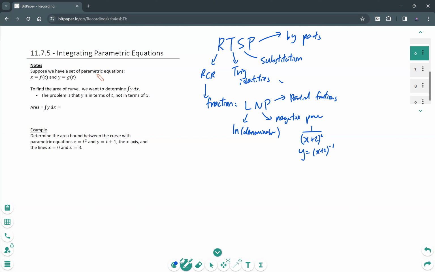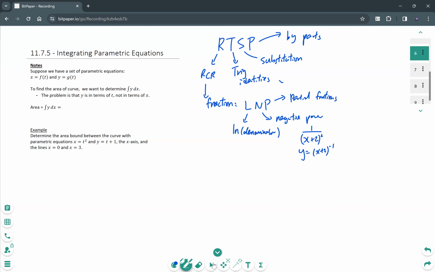So suppose we have a set of parametric equations. Hopefully you remember what parametric equations are. It's just a pair of equations for x and y with a third parameter, which is t. So x is an expression of t and y is another expression of t. To find the area under the curve, we usually want to integrate y dx. The problem is that y is not in terms of x. Sorry, it's in terms of t, not in terms of x.